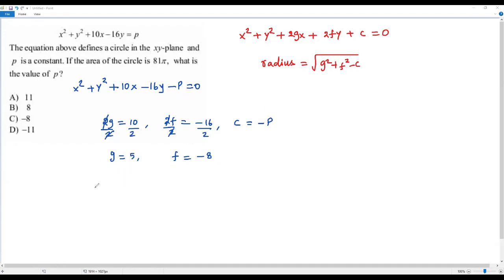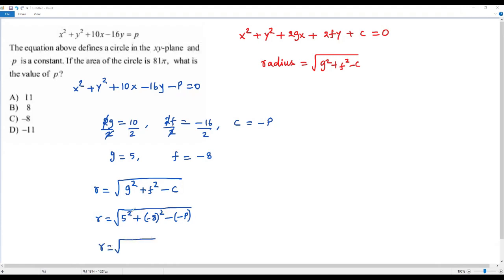Now let's find the radius for the given circle. We can use the formula r = √(g² + f² − c). For g we plug in 5, that is 5², for f we plug in −8, so we get (−8)², and the value of c is −p, so we plug in −p for c. Then r = √(25 + 64 + p), because 5² is 25, (−8)² is 64, and negative times negative is positive p. Combining 25 and 64, I'm getting r = √(89 + p). Here I got the radius of the given circle.